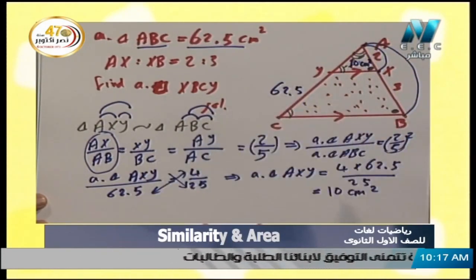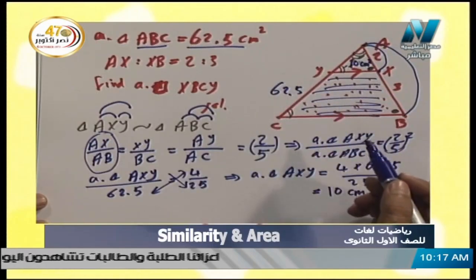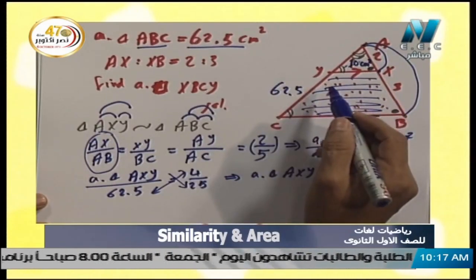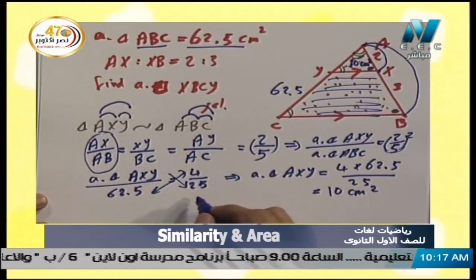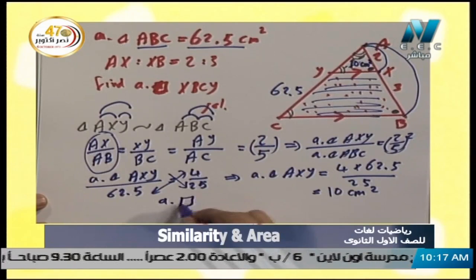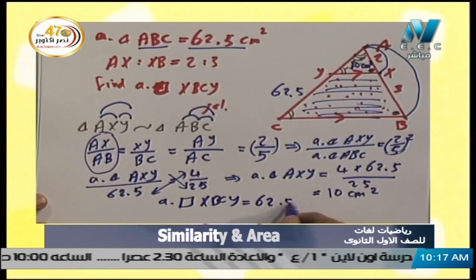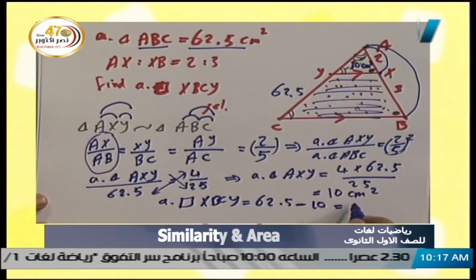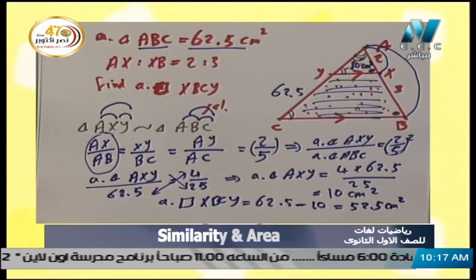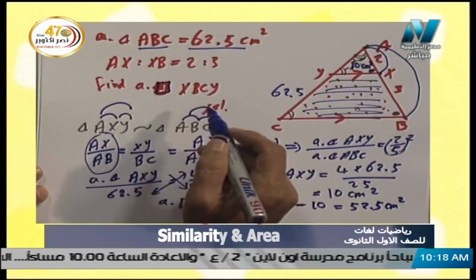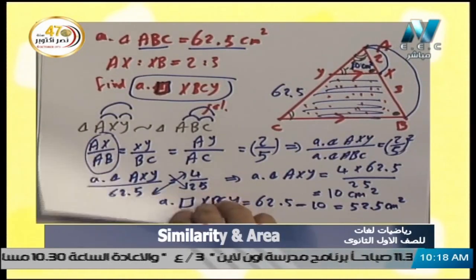equals 62.5, and the request is the area of the quad XBCY. The area of the quad XBCY, of course, equals the area of triangle ABC minus the area of triangle AXY. So the area of quad XBCY equals 62.5 minus 10, which is 52.5 square centimeters. And now we have found the request, which is the area of the quad XBCY. Okay, let's move to another example.